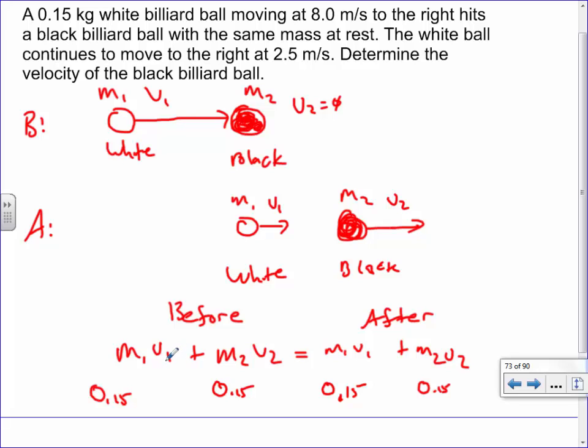Then we need velocity 1. What was the initial velocity of the white ball? It said it was 8 meters per second. So I'll make that 8. Then I need to throw in the number for V2. V2 would be the velocity of the black ball, which was 0, so I can times by 0. And then V1 is the velocity of the white ball again, but now it's the afterwards velocity, which was 2.5 meters per second. And then what we don't know is this V2 sitting way over here.